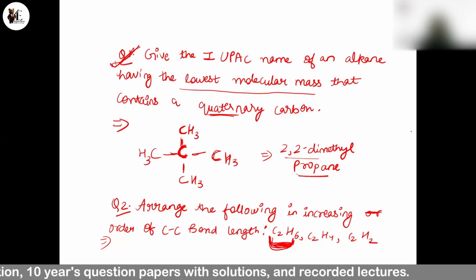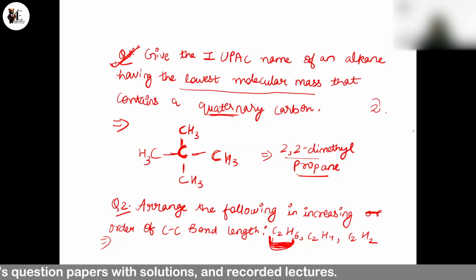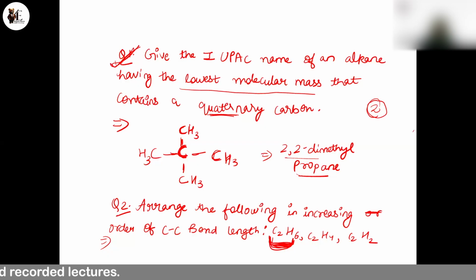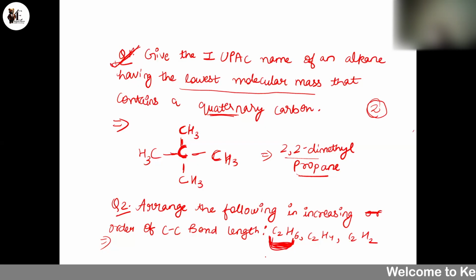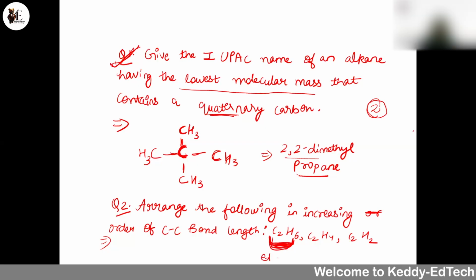So this question comes in 2 marks. This is a conceptual question basically. You have read the chapter, now you have to apply it. Now what is C2H6? What is it called? Question number 2. C2H6 is ethane. Yes, it is ethane. What is C2H4?